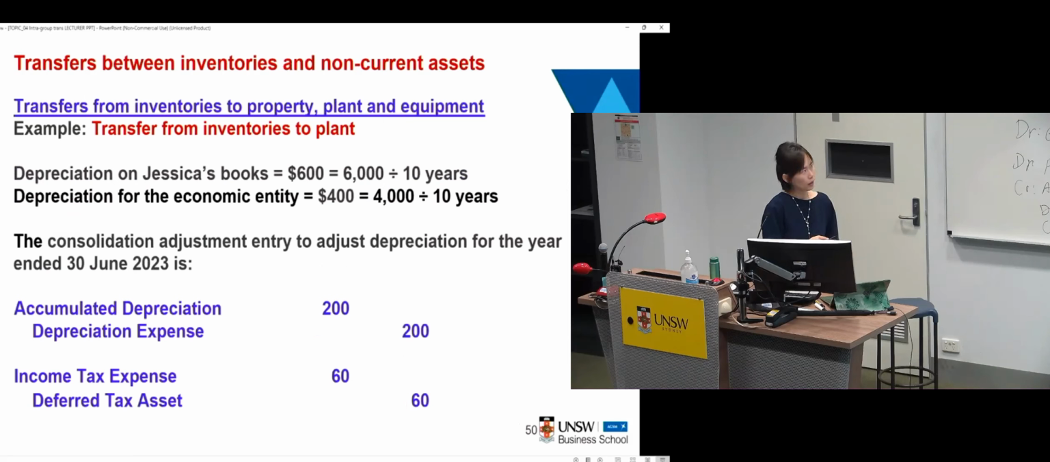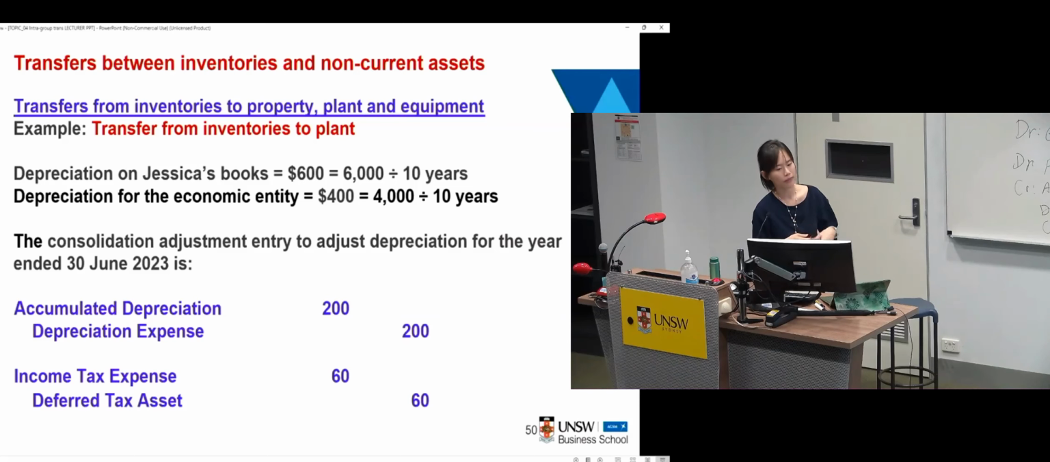Now, if you look at the depreciation expense recorded in Jessica's book, that is equal to 6,000, the cost of the plant to Jessica, divided by useful life, 10 years, which is 600. However, from the group viewpoint, the cost of this item to the group is only 4,000. The 4,000 divided by 10 years, 400 depreciation should be reported by the group. So you can see the difference represents our adjustment in the worksheet.